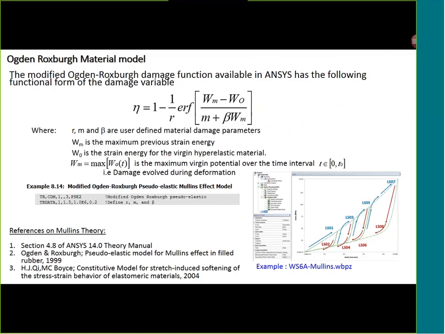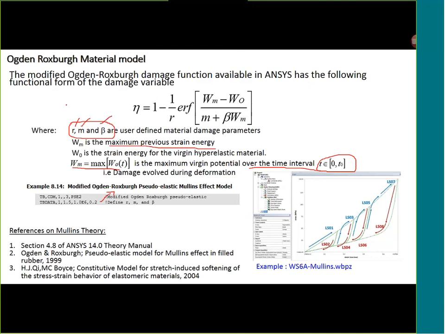of the maximum strain energy that exists in the previous cycle, such that we can predict the amount of damage that is happening to the strain energy potential over time. To capture this, it requires three material parameters, R, M and beta. These can be calculated from the stress strain curve, and this can be input into Ansys using the following command snippet.